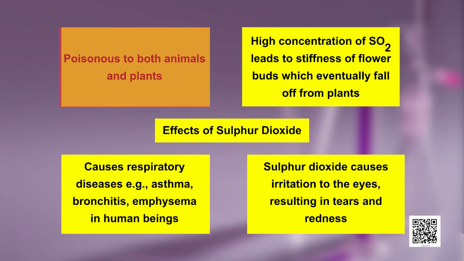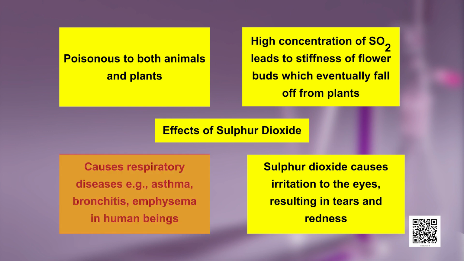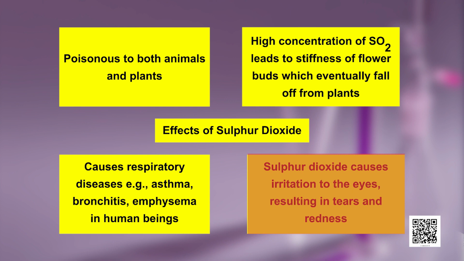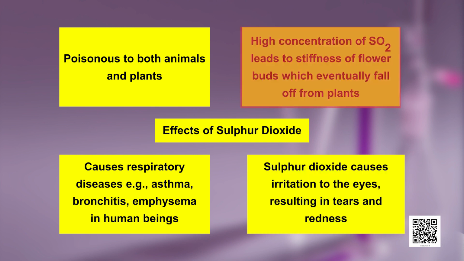Sulfur dioxide gas is very poisonous to both animals and plants. Even low concentration of sulfur dioxide causes respiratory diseases, for example asthma, bronchitis, emphysema in human beings. Sulfur dioxide causes irritation to the eyes, resulting in tears and redness. High concentration of SO2 leads to stiffness of flower buds, which eventually fall off from plants.